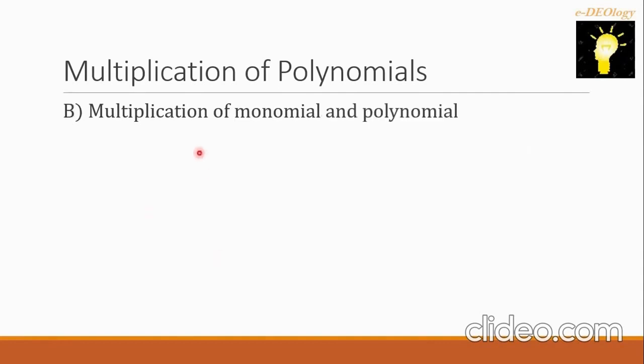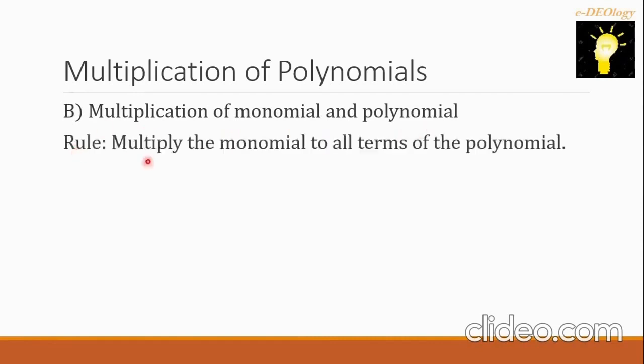Let's go now to multiplication of monomial and polynomial. Rule says multiply the monomial to all terms of the polynomial. Let's have example 1. The 3x is multiplied to the polynomial x squared plus 2x minus 10.